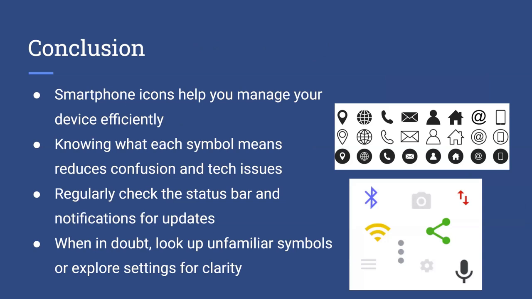Also, regularly check the status bar notifications. So sometimes you might get, like, the Amber Alerts that beep. I don't think you get those in the form of an icon. So if you are concerned about those, then it's better to check your notifications rather than your icons. Icons don't do everything, but for what they do, they're helpful as long as you understand them. And when in doubt, look up unfamiliar symbols.